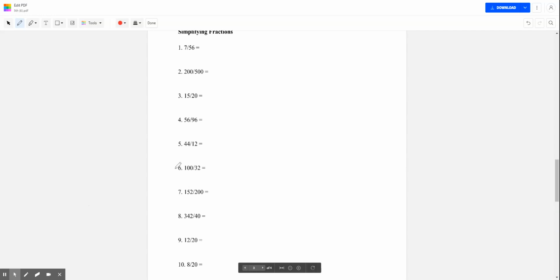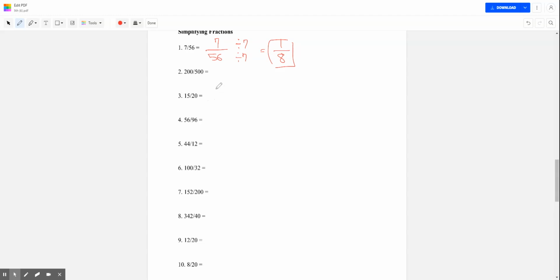Okay, simplifying fractions. So when we're simplifying fractions, we have to find the common factor between the numerator and the denominator and divide both of them by that factor. So, for example, for number 1, the common factor of 7 and 56 is 7. So we're going to divide the numerator and the denominator by 7 and get 1 and 8, and that's the answer.